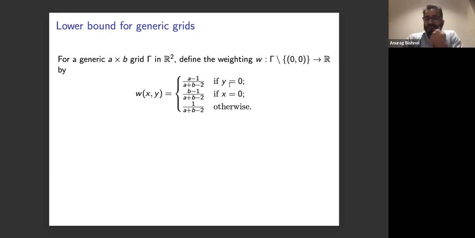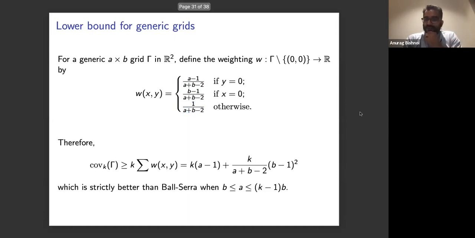For example, if I take a vertical line, it will have this one point on the x-axis with this weight, and it will have at most b minus 1 points, in fact exactly b minus 1 points, of that weight. So if you sum this number plus b minus 1 times that number, it's exactly equal to 1. Similarly, you can check for all lines, and hence this gives you the required lower bound.